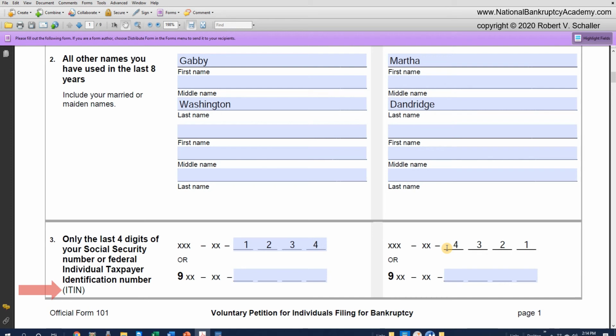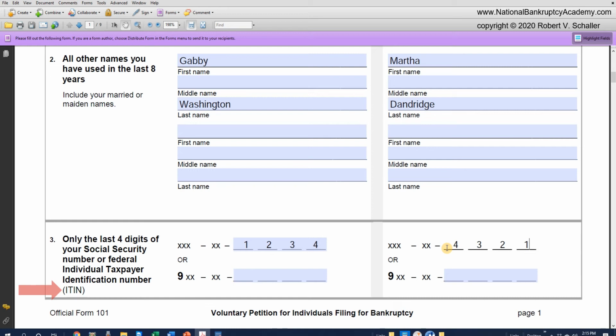So, for example, let's assume you're an alien resident who's allowed to work in the United States, but is not issued a Social Security card. They may be issued an ITIN number. So when they fill out a tax return, they would use the ITIN where other people might use a Social Security number. And on this particular form in the bankruptcy court, the voluntary petition, they would use the ITIN instead of the Social Security number.